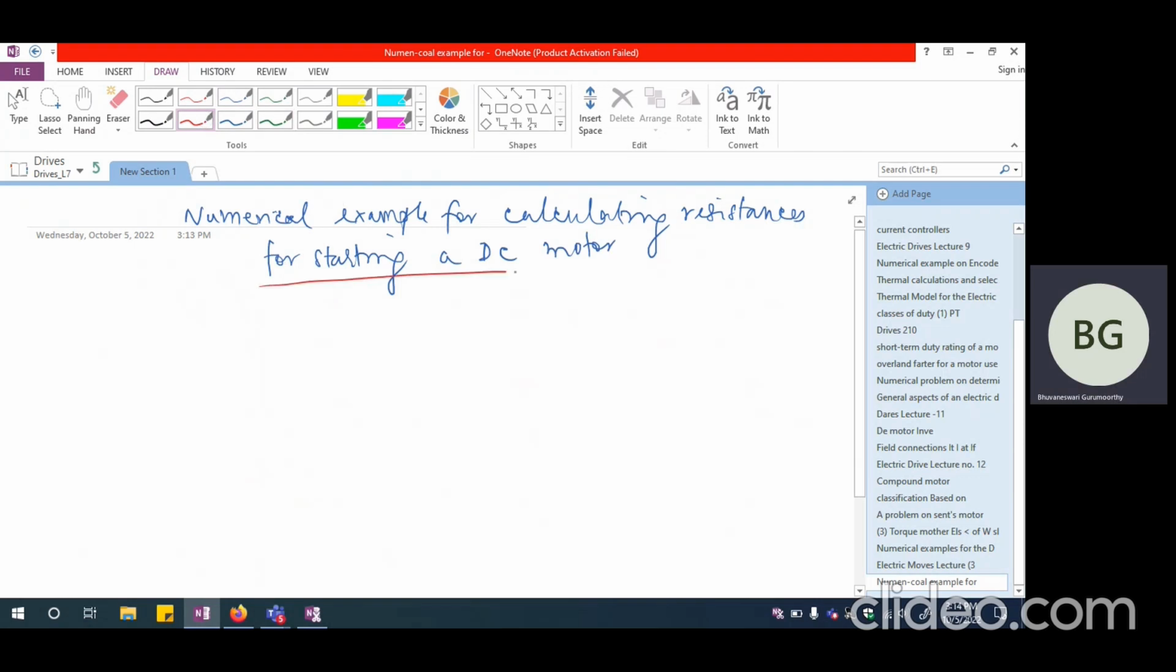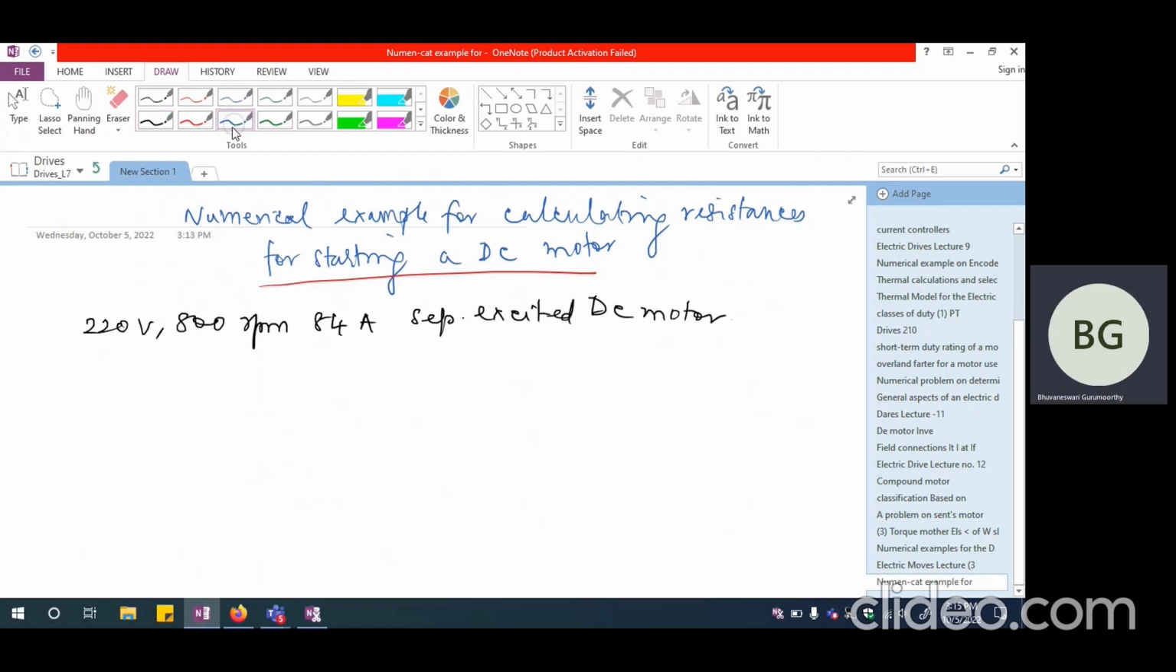Okay, so we are going to calculate the resistances for starting a DC motor. So let me take out the problem statement. It's a 220 volts, 800 RPM, 84 ampere, separately excited DC motor. So this is the rated nameplate details of the motor, and RA, the armature resistance, is equal to 0.12 ohm.